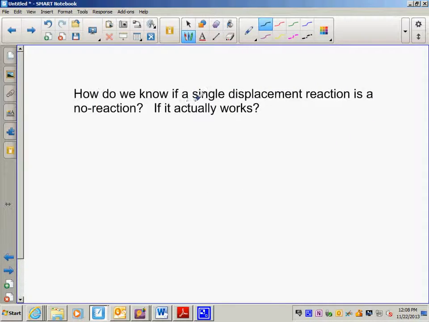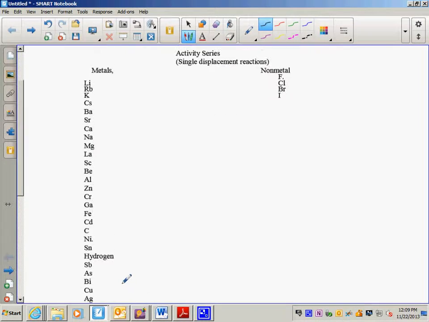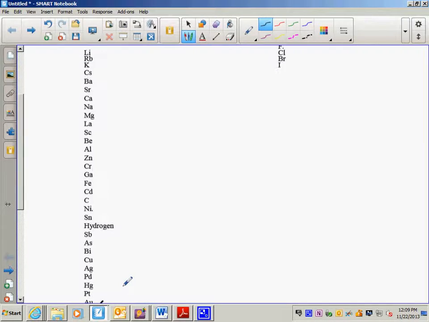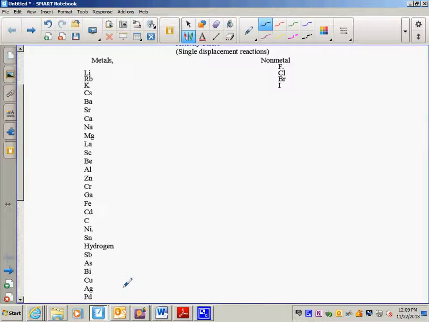Now, how do we know if a single displacement reaction actually works? For that we need to use what's called an activity series, and I have an activity series right here. This is the one that's on my website. It'll be given to you, and from this, the question is, can the single individual actually replace the one that's in the ionic compound? Again, this is a very simplified way of looking at it, but this is the rule.